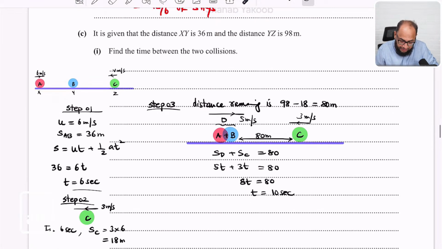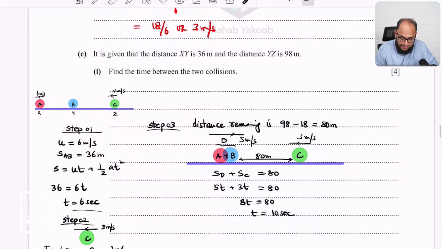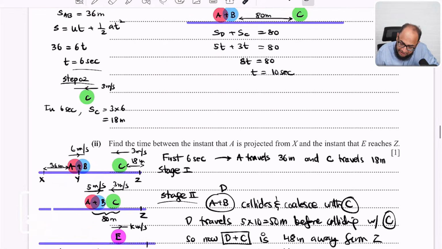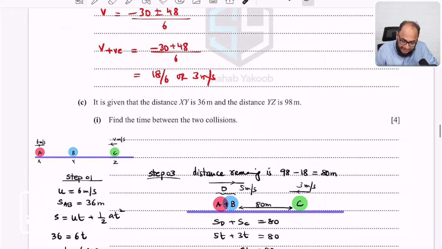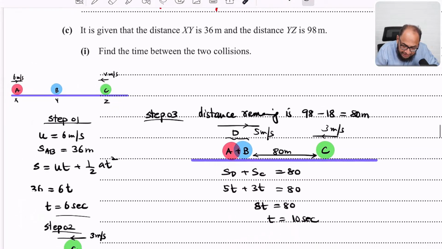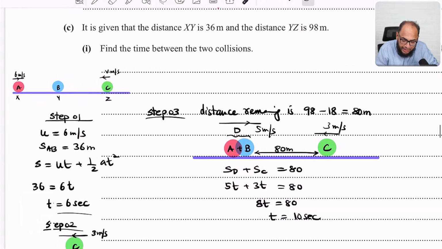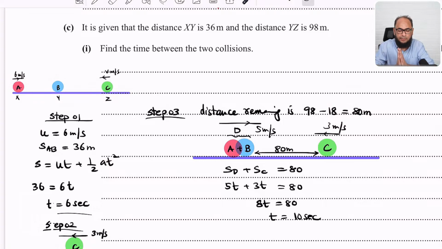Now this next part was a classic. Whether it's C part 1 or C part 2, that is 5 marks. I think it's worth much more than that. It says it is given that XY is 36 meters and the distance YZ is 98. First A was there, B was in the middle, and C was moving towards each other. Keep all these things in mind, and now let's see what happens.